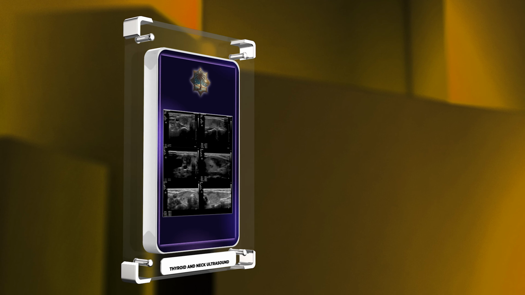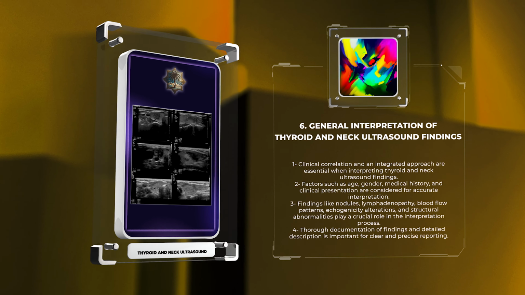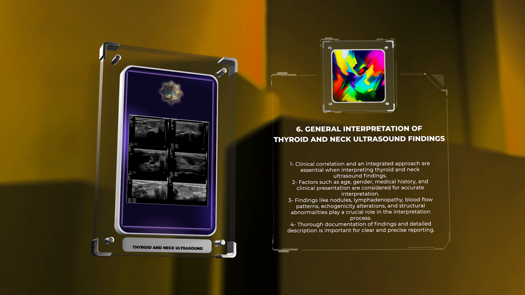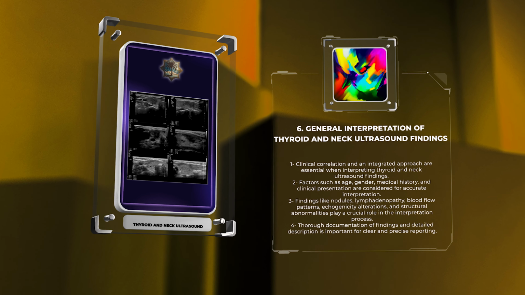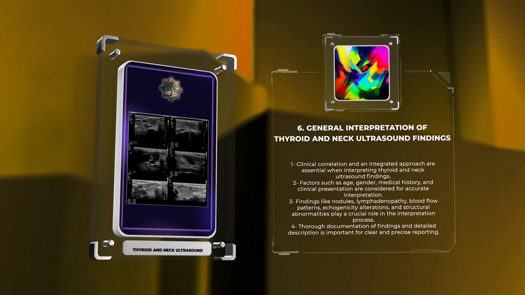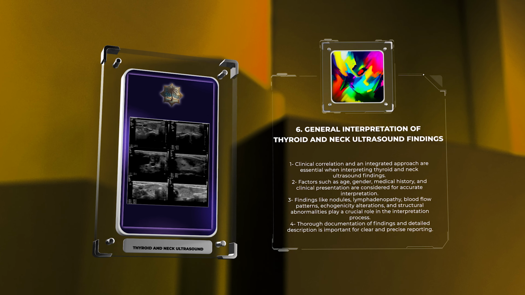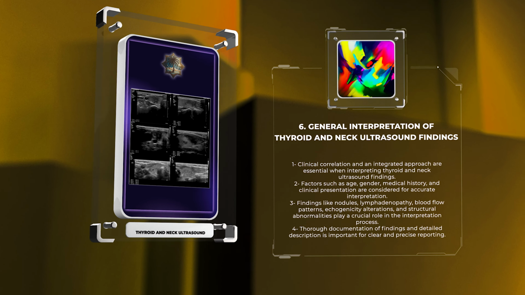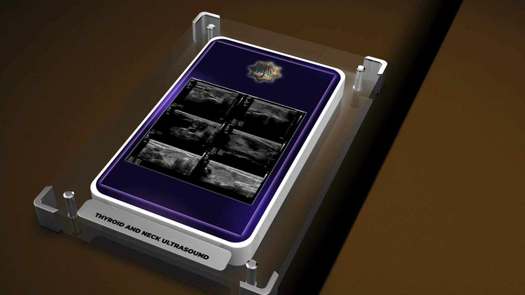When interpreting thyroid and neck ultrasound findings, clinical correlation and an integrated approach are essential. The radiologist factors in the patient's age, gender, medical history, and clinical presentation to arrive at an accurate interpretation. Various findings, such as nodules, lymphadenopathy, blood flow patterns, echogenicity alterations, or structural abnormalities, play a crucial role in the overall interpretation process. Thorough documentation of findings, location, size, shape, margins, echogenicity, and presence of calcifications is essential for clear and precise reporting.